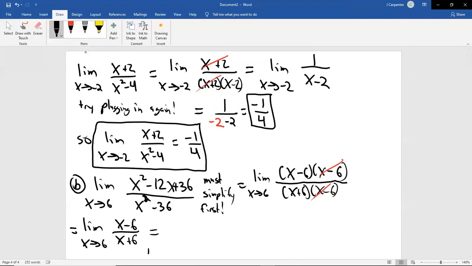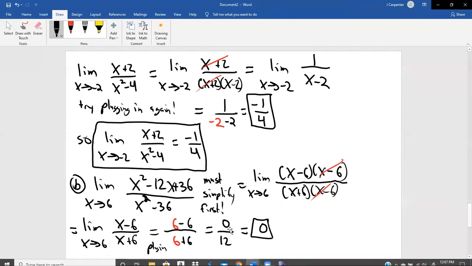So now we'll plug in. So we'll do 6 minus 6. And when you plug it in, that's when you no longer write limit. It's only when you plug in the number that you no longer have to write the limit part. So 6 minus 6 in the top is 0. 6 plus 6 in the bottom is 12. And 0 divided by 12 is 0. So that should be the answer.